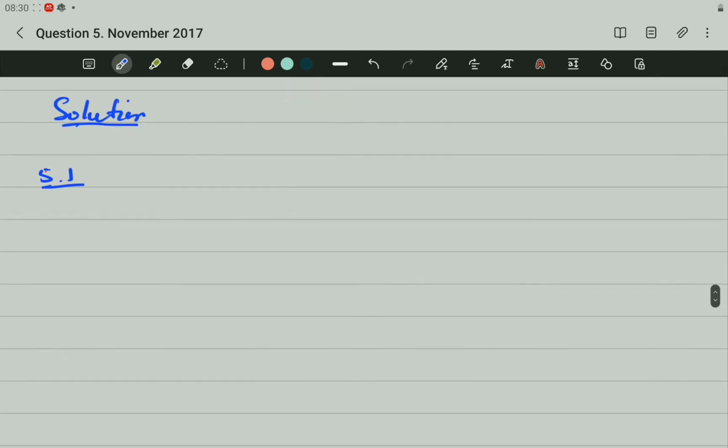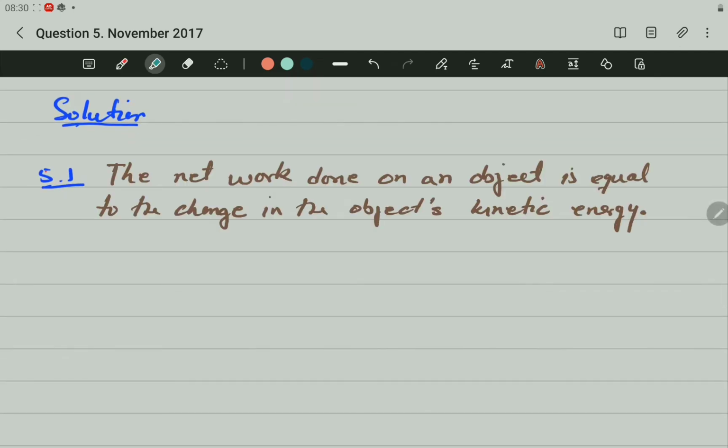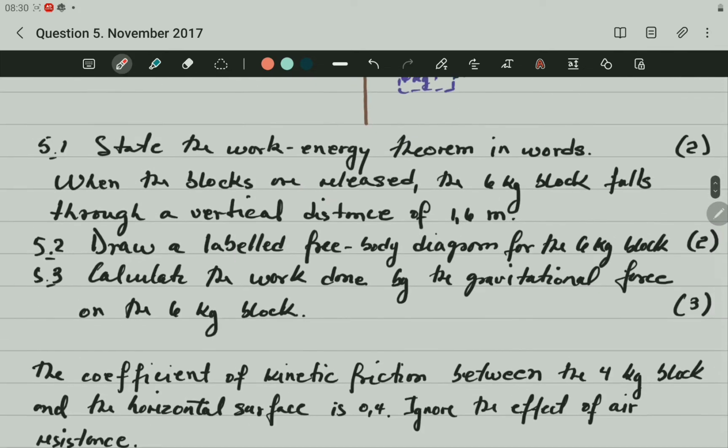Now the work energy theorem in words. The work energy theorem states that the net work done on an object is equal to the change in kinetic energy. That is the work energy theorem, and if you do that correctly, you get 2 marks. Let's go to question 5.2 very quickly.